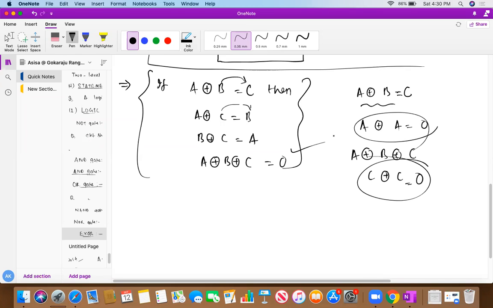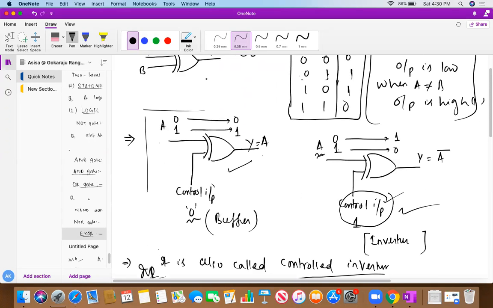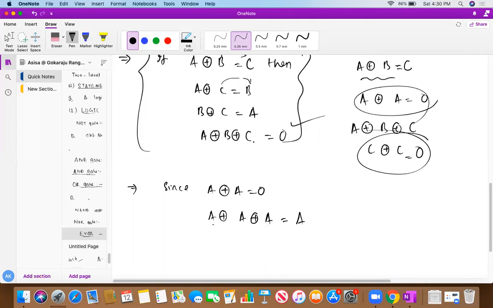One conclusion point: since A XOR A is 0, what will 0 XOR A be? 0 XOR A is A. Very simple. If you have doubt, you can check it, as you have already done here. 0 XOR A is A. It acts like a buffer. If one of the inputs is 0, it acts like a buffer.